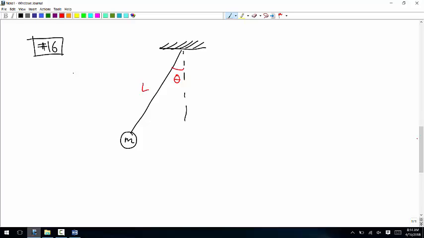Let's see. All right, well, if you set this up as a right triangle, the length on this side, the horizontal distance, is L times the sine of theta. And this length is L times the cosine of theta.